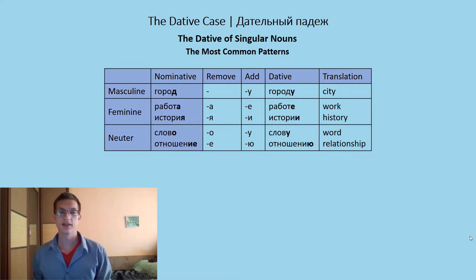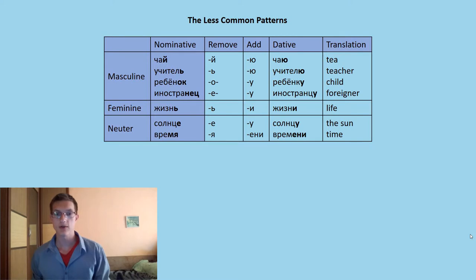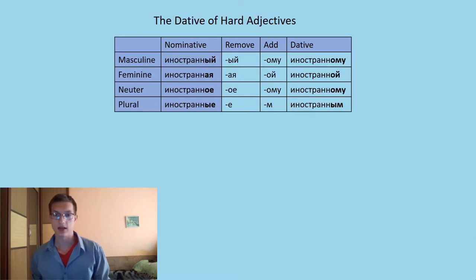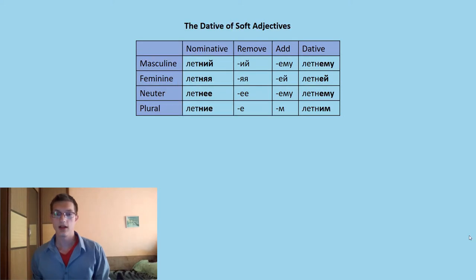So, the dative case. Дательный падеж. Городу, работе, истории, слову, отношению. Чаю, учителю, ребенку, иностранцу, жизни, солнцу, времени. Городам, случаям, машинам, историям, идеям, словам, мнениям. Иностранному, иностранной, иностранному, иностранным. Летнему, летней, летнему, летним.